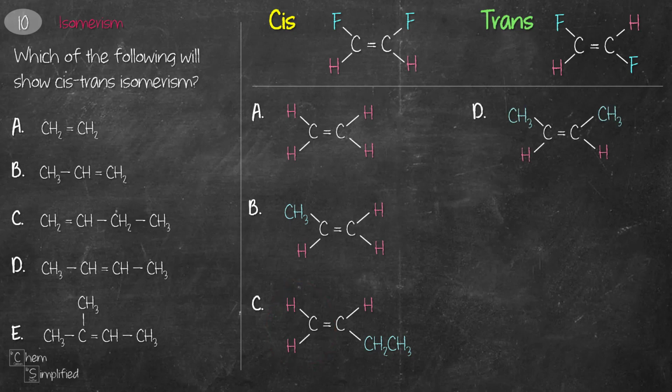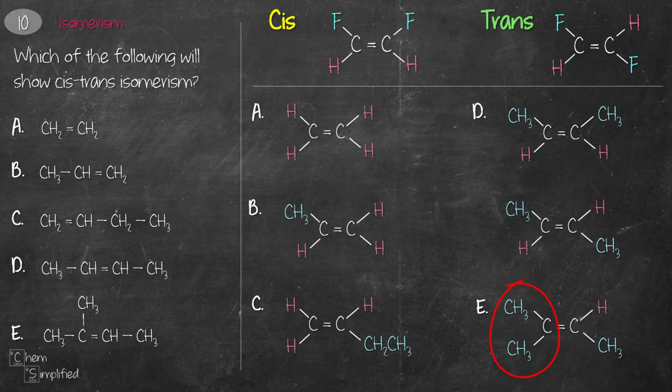For D, each of those carbons in that double bond has 2 different groups, which means we can have a cis, which is drawn right here, and we can also have a trans. Basically, D is the right answer. But let's just go through E just to confirm. So if you look at E, that C double bond on the left has 2 of the same group. So it's impossible for it to have a cis and trans isomer. So the right answer is D.